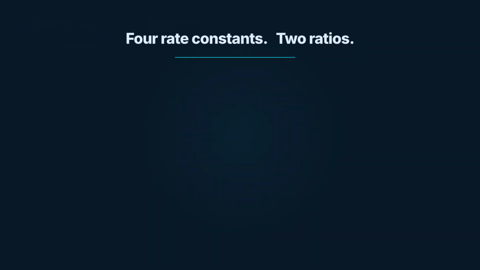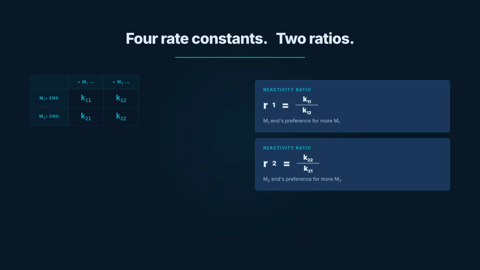At each step in copolymerization, the growing chain end faces a choice. If the end is monomer 1, it can add another monomer 1, rate constant K11, or it can add a monomer 2, K12. Same for an M2 end. The reactivity ratio R1 is the ratio K11 over K12. If R1 is greater than 1, an M1 end prefers more M1. If less than 1, it prefers M2.